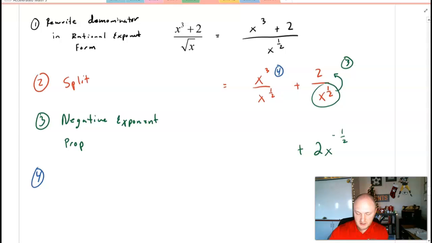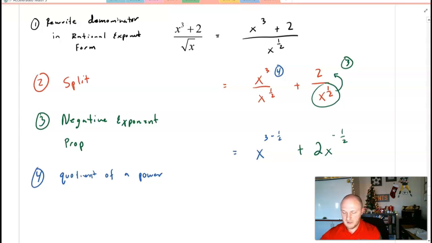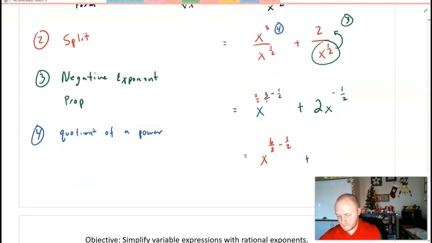This is just the quotient of the power property. And so I have x to the power of 3 minus 1/2. Okay, so again, I need to find a common denominator. I'll just go ahead and multiply by 2 over 2. So we get x to the power of 6/2 minus 1/2 plus 2x to the power of negative 1/2.